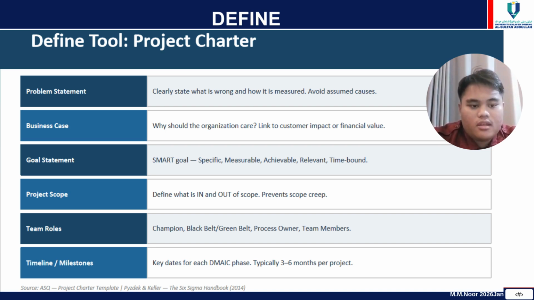Third one, the goal statement. This must be SMART: specific, measurable, achievable, relevant and time-bound. And then 4, project scope. This explicitly details what is in scope and out of scope. And then 5, team roles, identifying your champion, your black or green belts, the process owner and the team members. And lastly, timeline and milestones, setting key target dates for each phase. A standard project typically spans 3 to 6 months.